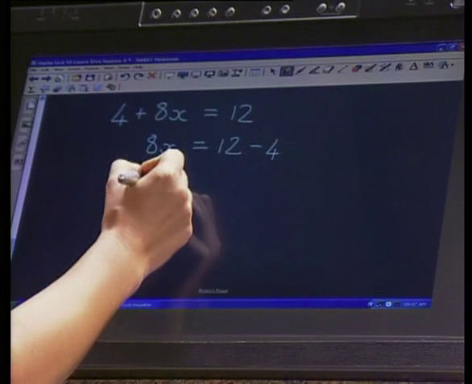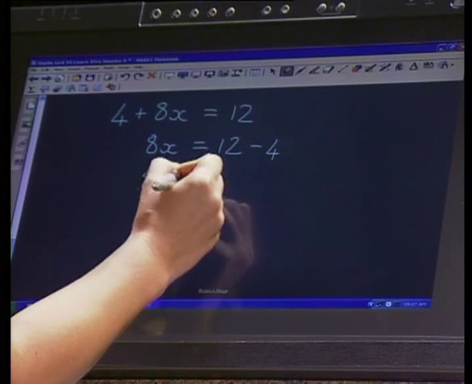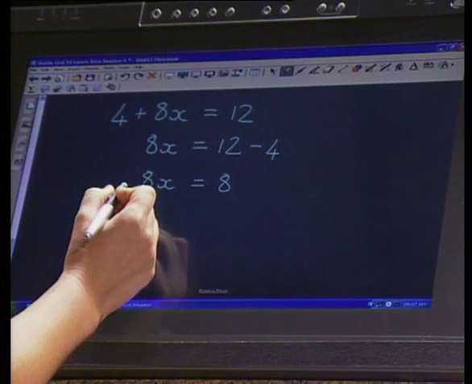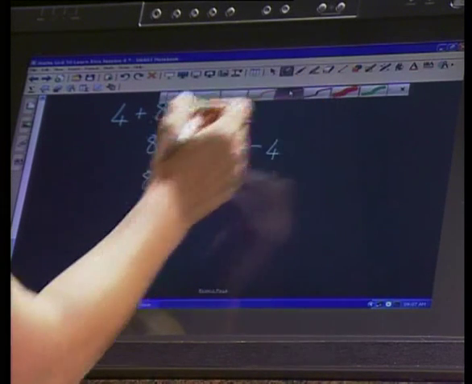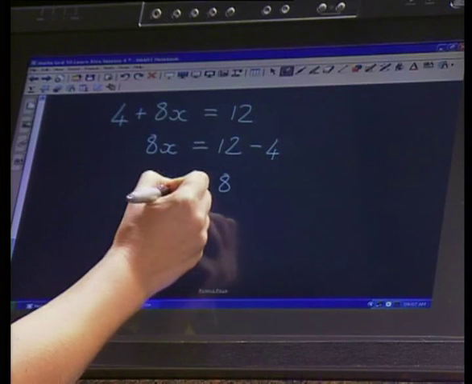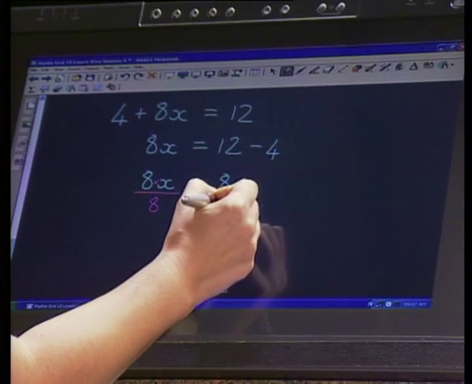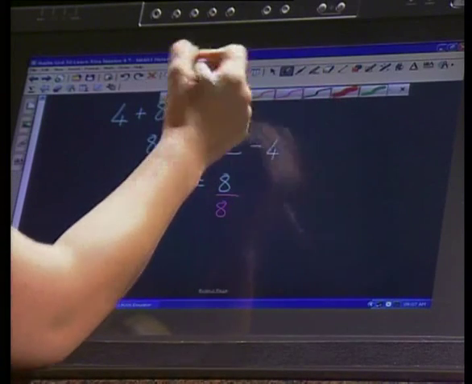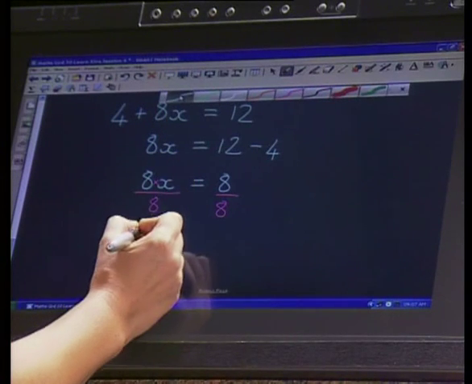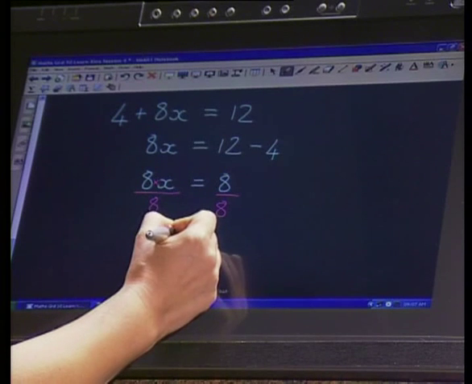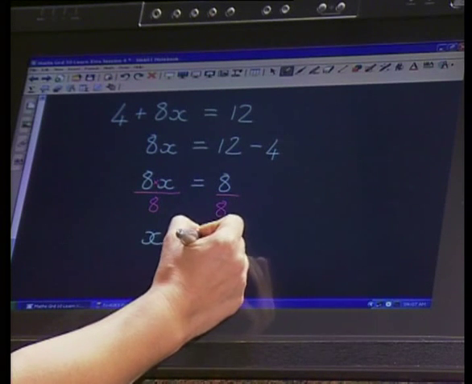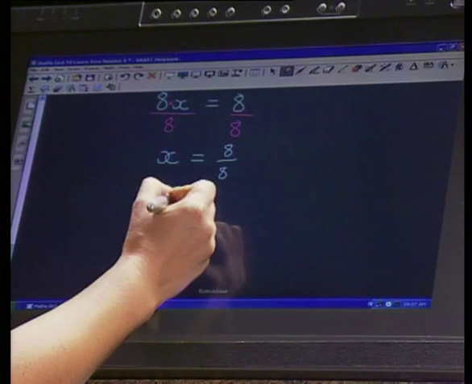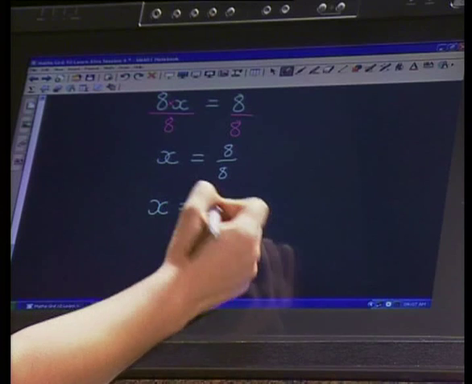And now what we have is 8x is equal to 8. How do we get rid of that 8 in front of it? Because it is multiplying over here, we need to divide both sides by 8. And remember this pink stuff, you don't actually have to show those calculations. It's just a teaching technique for me. So what we have is x is equal to 8 over 8. And for those of you who are feeling more confident, you would have been able to skip straight to x is equal to 1.